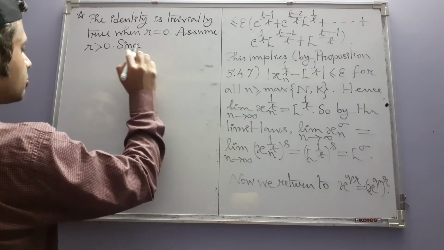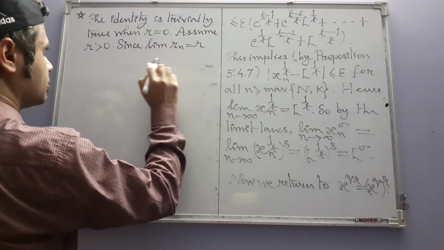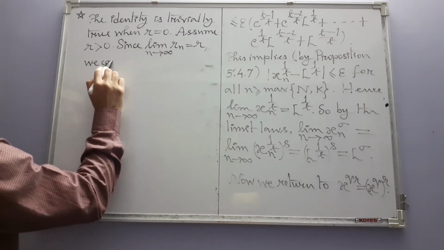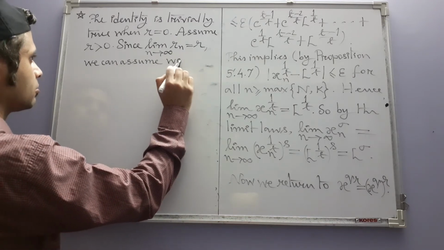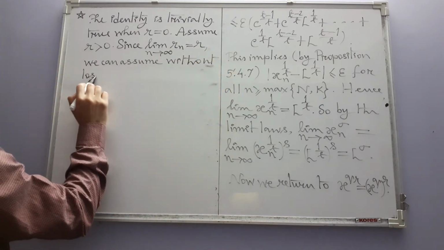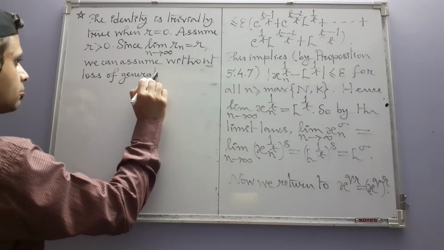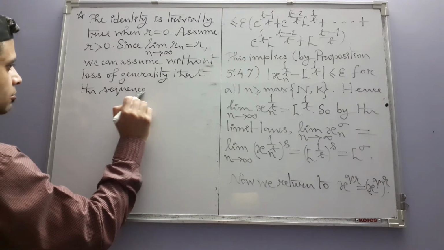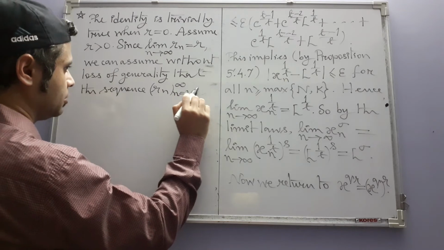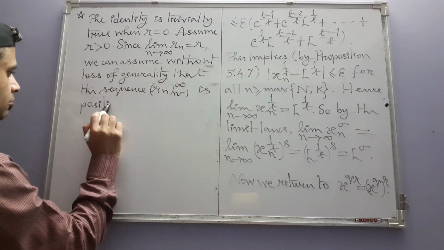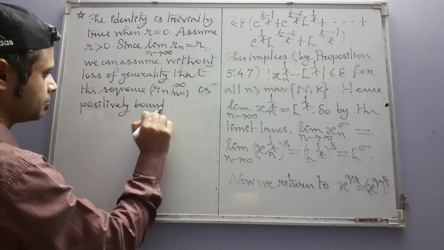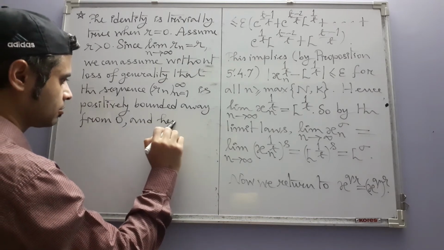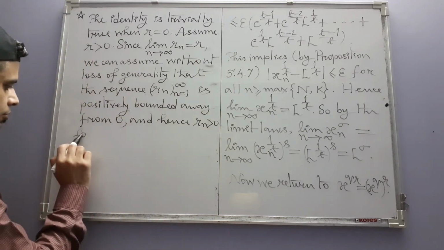Since the limit of Rn is equal to R and R is greater than 0, we can assume without loss of generality that the sequence Rn is positively bounded away from 0, and hence Rn is greater than 0 for all n.